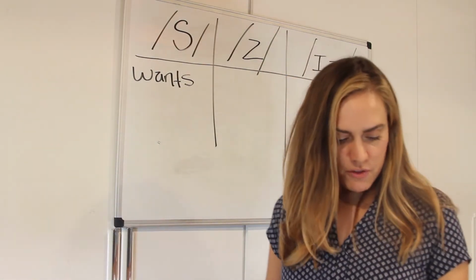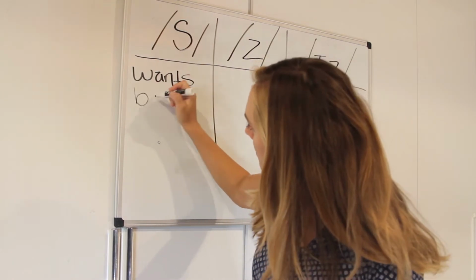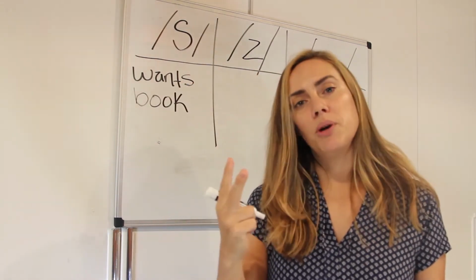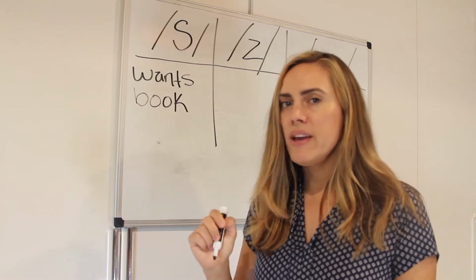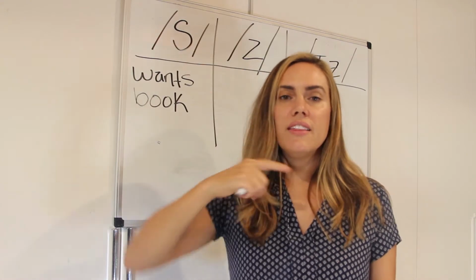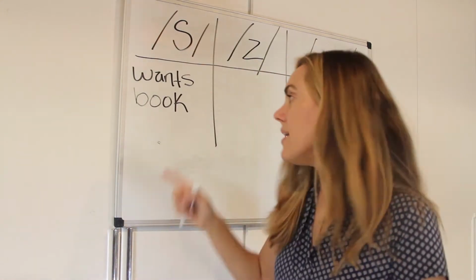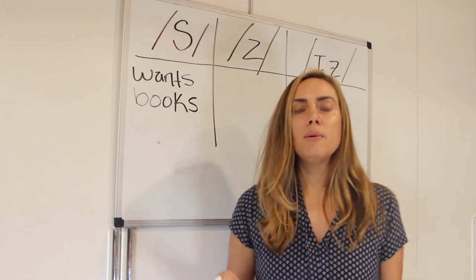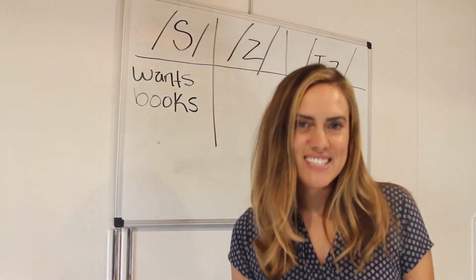Another example of a voiceless might be book, right? I have 2 books. How do I know to make an s sound? Put your finger here. K, k, k. That's a voiceless K. That means we need to add a voiceless S there. So it's books, books, okay?